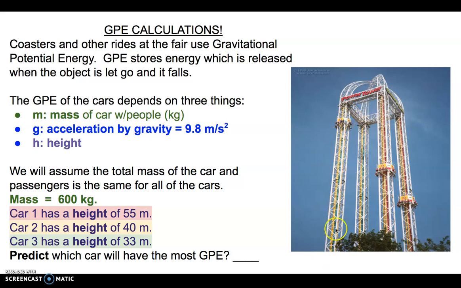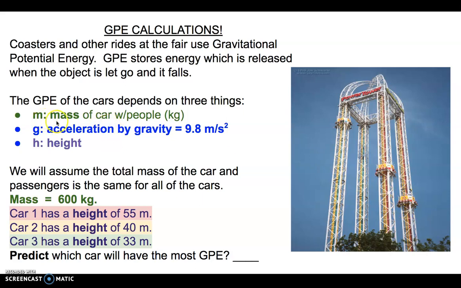And it slows you down at the bottom. But at first, it's just you dropping and falling. And it's gravitational potential energy, which is making you fall. So we want to calculate how much gravitational potential energy each of these three cars on the power tower has.